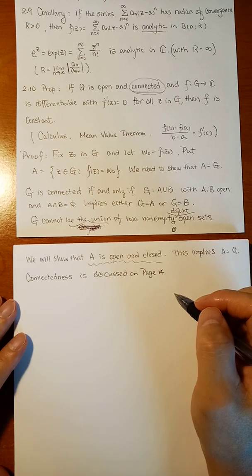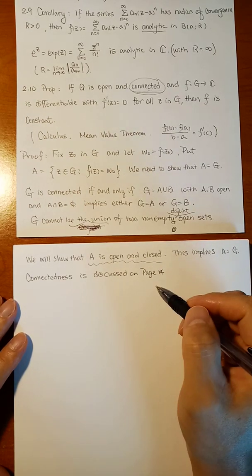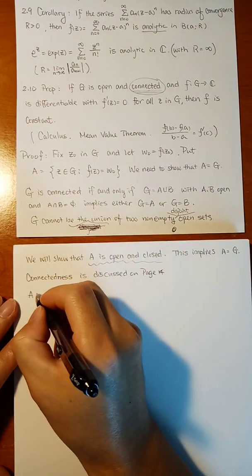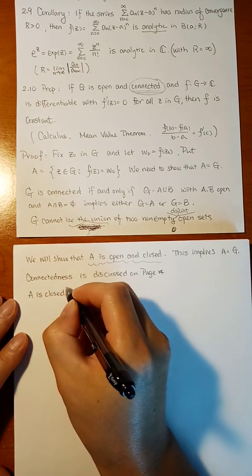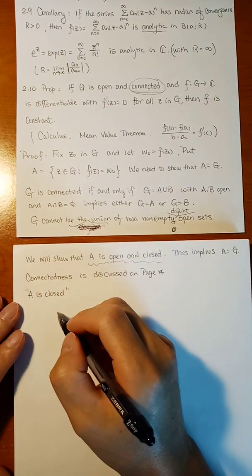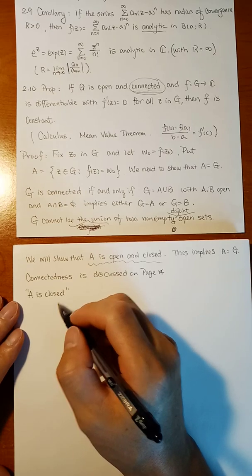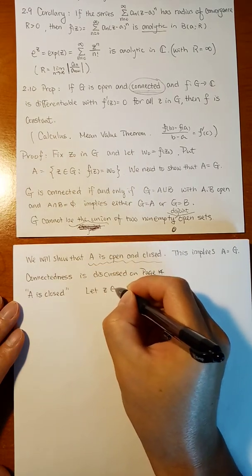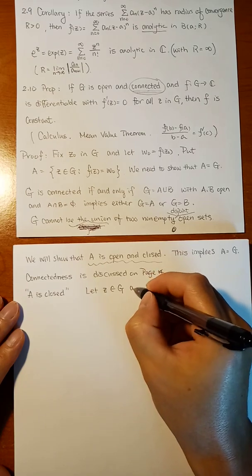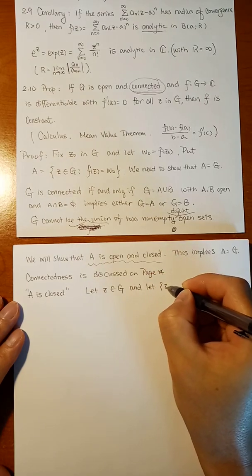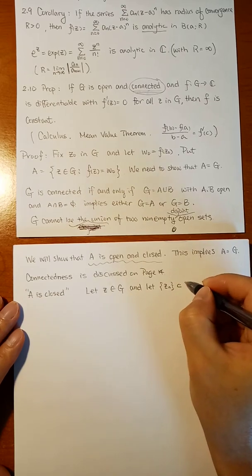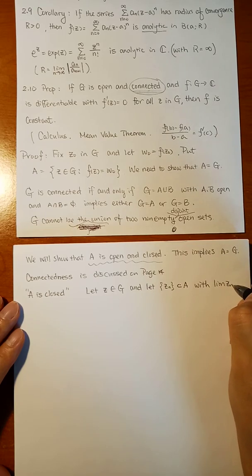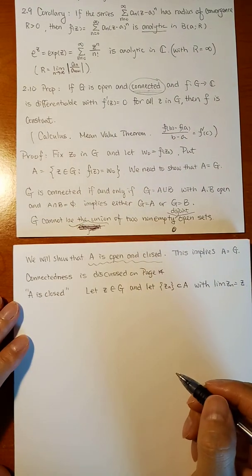Let's see what we have. We're going to show it is open and closed. How do we show A is closed? A is closed if and only if A contains all its limit points. So let Z be in G and let Zn be a sequence in A with the limit of Zn equal to Z. So we have a limit point.